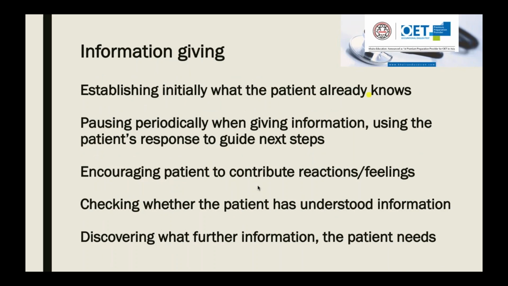And then we come to the last communication criteria, which is information giving. And this has five sub-criteria as well. First one is establishing initially what the patient already knows. This means assessing what the patient already knows and then giving information accordingly. So you should make an attempt to find out what the patient already knows and has experience of, and understand how much they would like to know or how much they want to know. It'll also assist you in providing the correct amount and type of information.